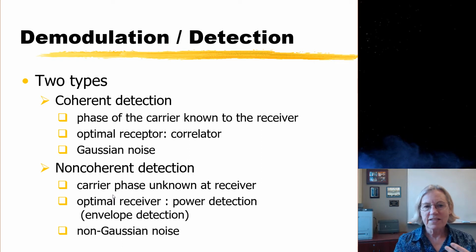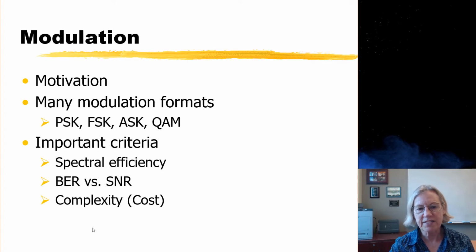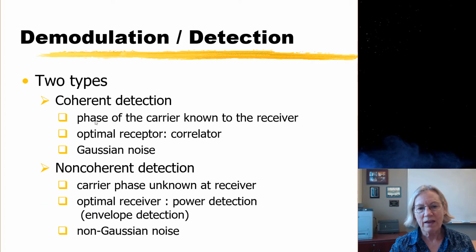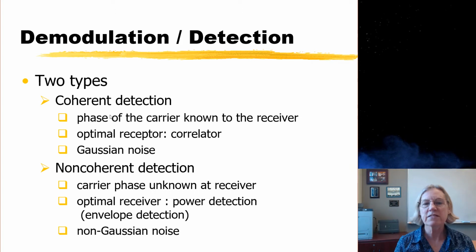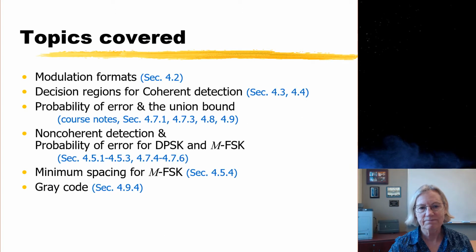So one reason that these two systems exist is really because of the third criteria, complexity and cost. So right away, this knowledge of the phase of the carrier doesn't come for free. Knowledge of the phase of the carrier requires us to do a tracking loop in order to track the carrier phase. And because of that added complexity, we would naturally put the coherent detection as a more expensive solution than non-coherent detection. So we're going to be covering both of these in this chapter. So this gives you a rough idea of the sections that are covered in the textbook.